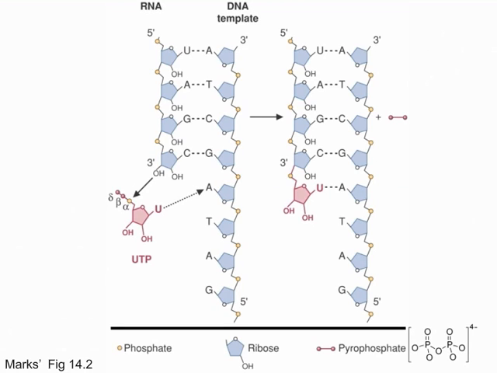So here's a picture of RNA synthesis. If you look at the structure of UTP, you'll notice that the alpha phosphate is what's going to connect the ribosyl groups together.